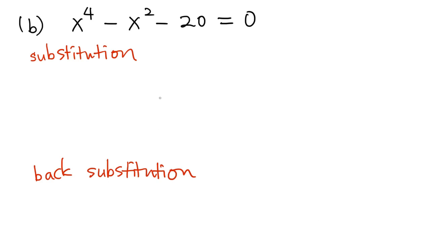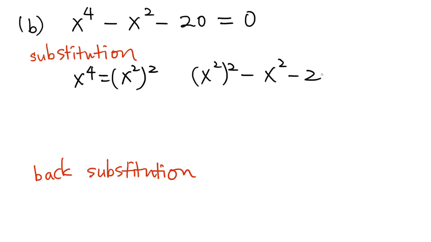Okay, let's look at another example. In this equation, I don't see anything repeating, right? But if you look very carefully, you can find it. Okay, let me show you where it is. You see x to the fourth is x squared squared. So the equation is x squared squared minus x squared minus 20 equals 0.